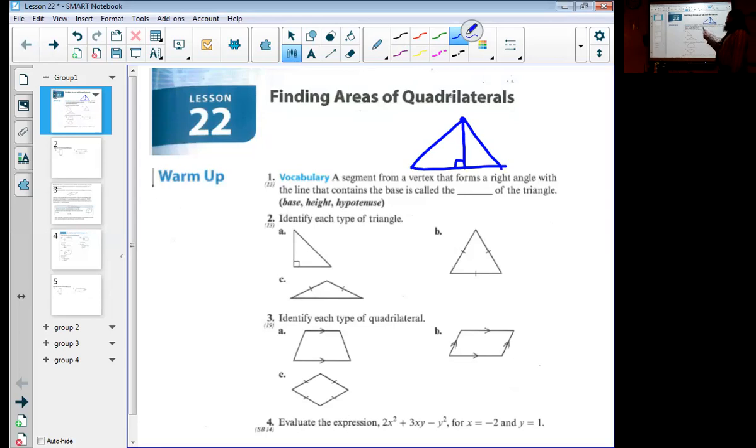So here we have base, so it's probably not going to be base. Hypotenuse is specifically if we have a right triangle, then the hypotenuse is the longest side of that right triangle. Because this is talking about any triangle, we are not talking about the hypotenuse, and the hypotenuse would not be right next to a 90-degree angle anyways. So the answer is, of course, height.